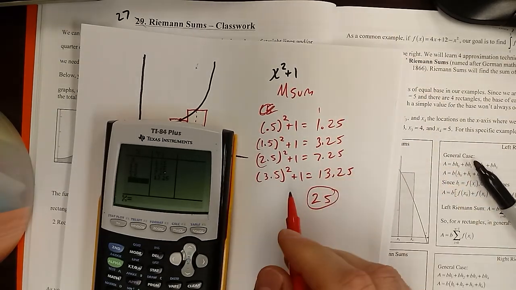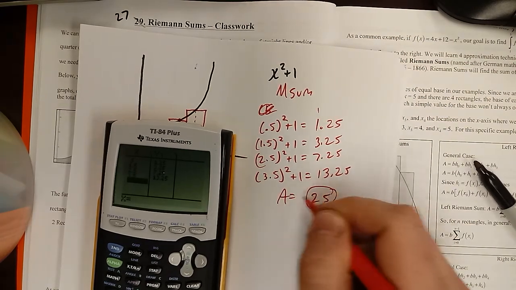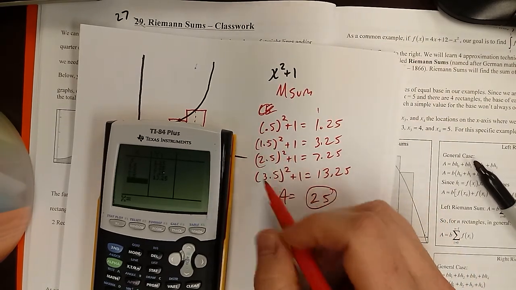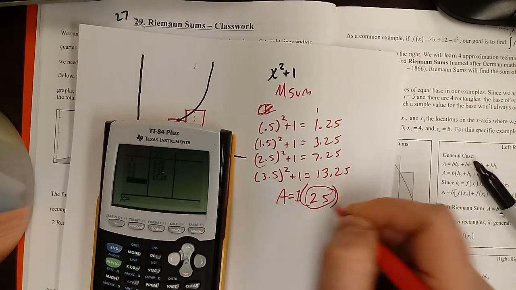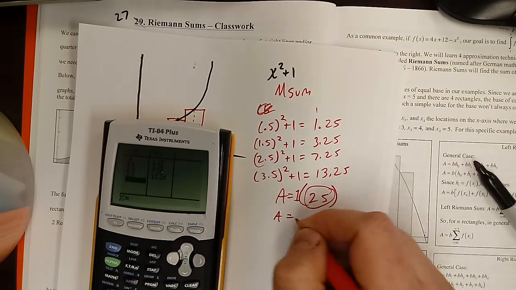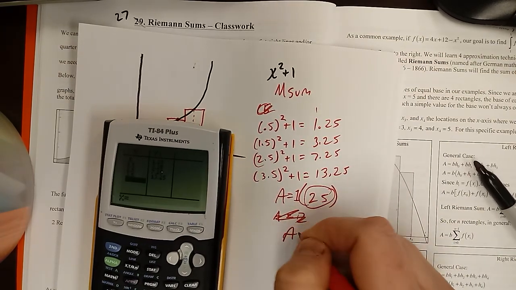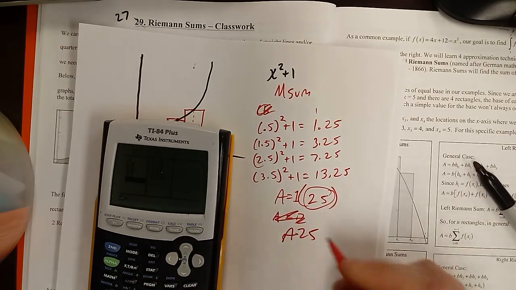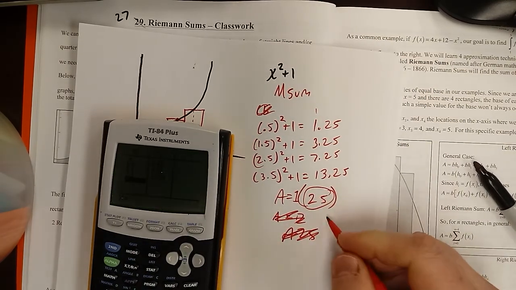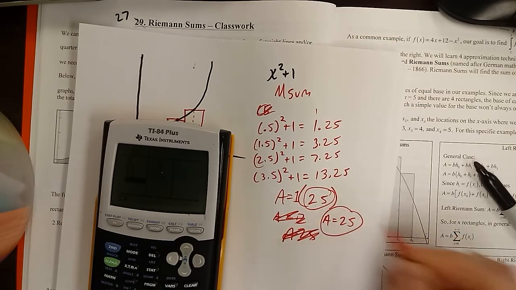So I got that when I added them together, and I'll multiply. So my area is equal to base, each of these had a base of 1, times my height of 25. So area is 25. Wow. Area is 25. Okay.